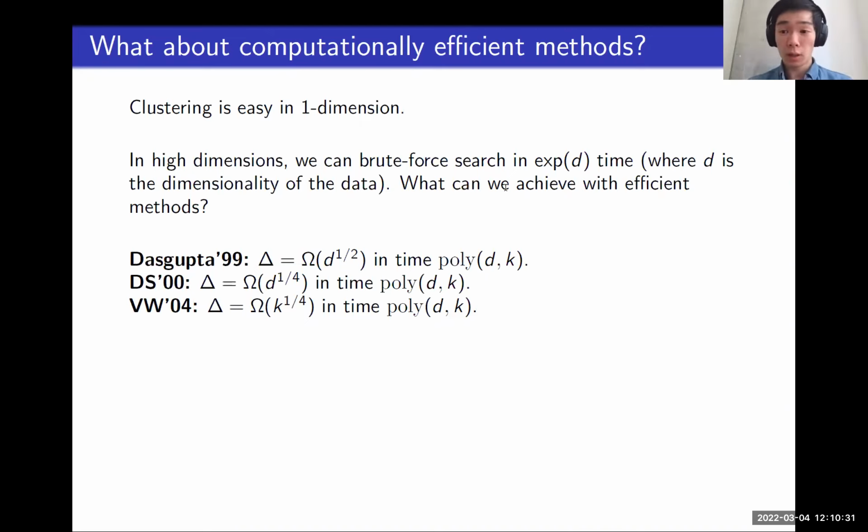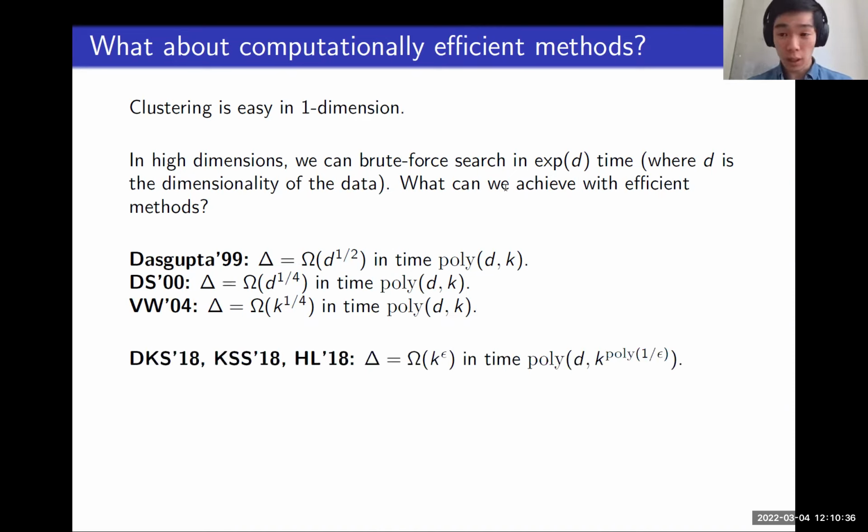This was in 2004, and it was not until pretty recently that there was a line of work by DKS, KSS, and HL. These works rely on the sum of squares method, and they all achieve similar guarantees: for separation of k to the epsilon for some positive constant epsilon, they're able to run in polynomial time, but the 1/epsilon goes in the exponent. This was the state of the art before our paper.